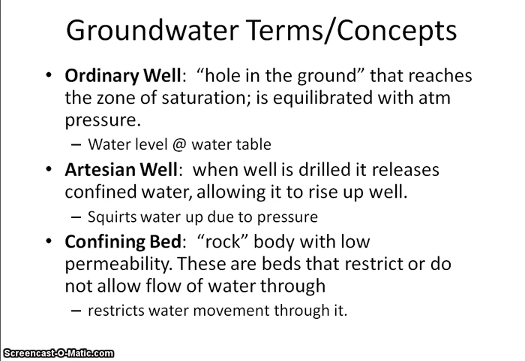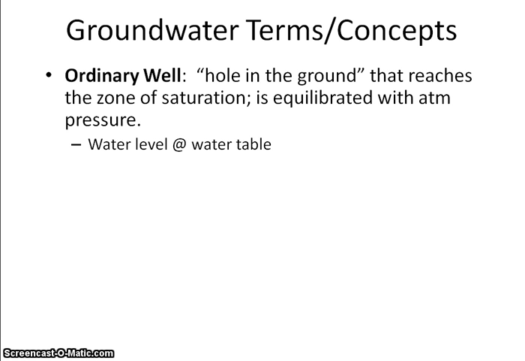Now artesian wells are caused by confining beds, which is an area of low permeability that doesn't let water flow through it much. It almost acts like a cap on a jar, or a lid, that restricts the flow of water.